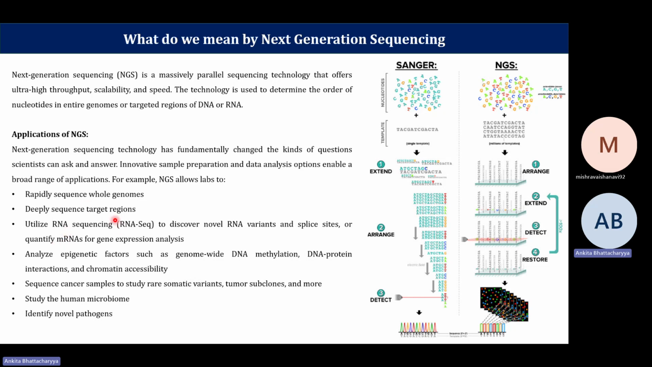Utilize RNA-seq or RNA sequencing to discover novel variants or splice sites and quantify them for gene expression analysis. Analyze epigenetic factors such as genome-wide DNA methylation, DNA-protein interactions, and chromatin accessibility. Sequence cancer samples to study some rare somatic variants, tumor subclones, study the human microbiome, and identify novel pathogens. These are all the possible functions. Of course, there's more to it.